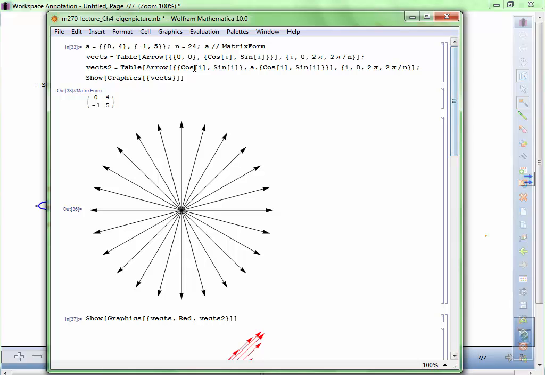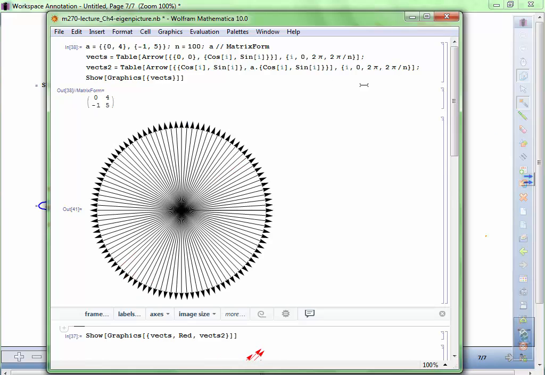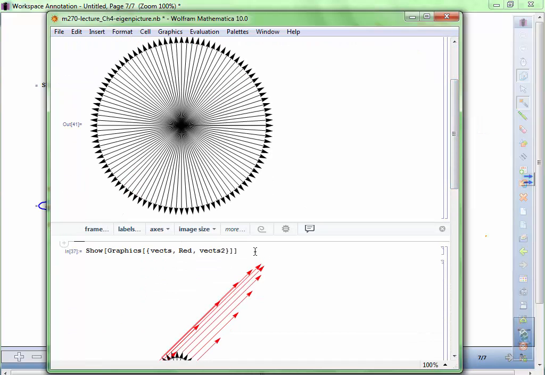It's 200 again, just to see. Yeah. It's a good thing Mathematica is a lot quicker now.